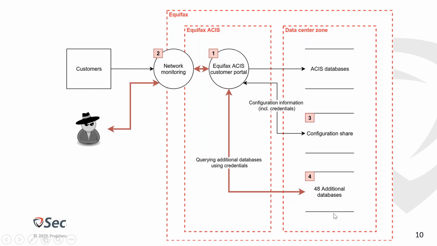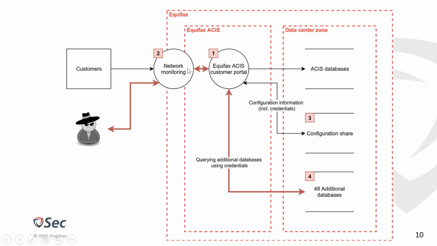48 other databases were accessed. On these 48 databases, the attacker simply was looking around, doing some queries just to find out what kind of information was in these databases, just to find whether this information can be of value to the attacker. Once information was found, this information was copied back into the customer portal. It was just put on a public directory, accessible to the internet, and it was downloaded by the attacker afterwards.